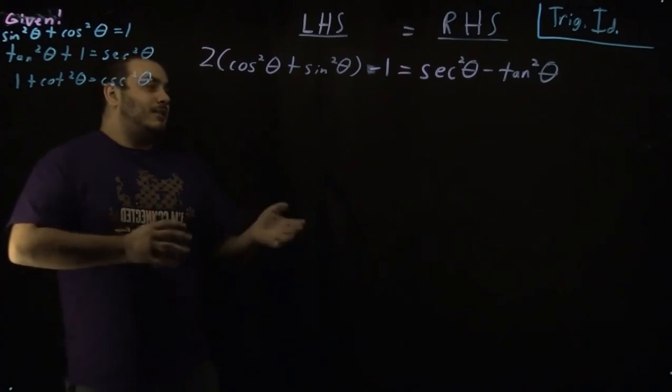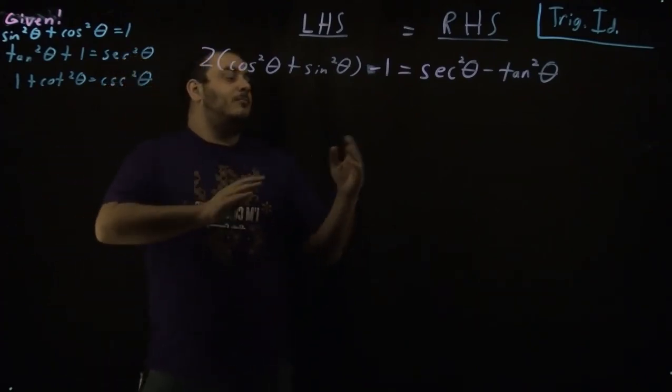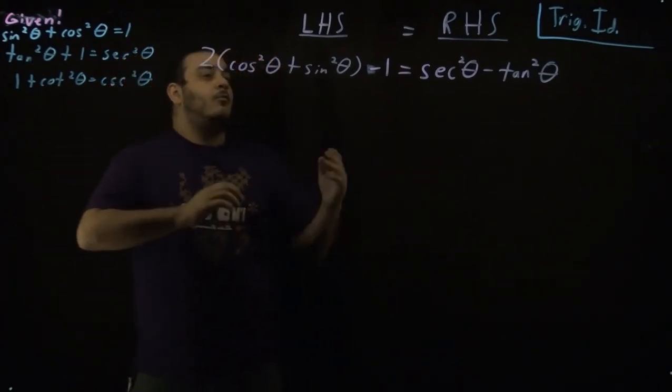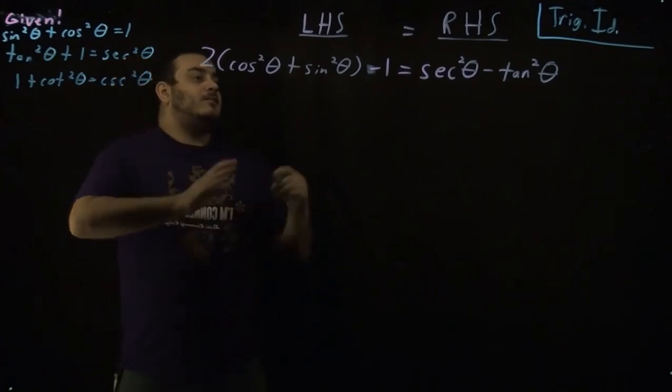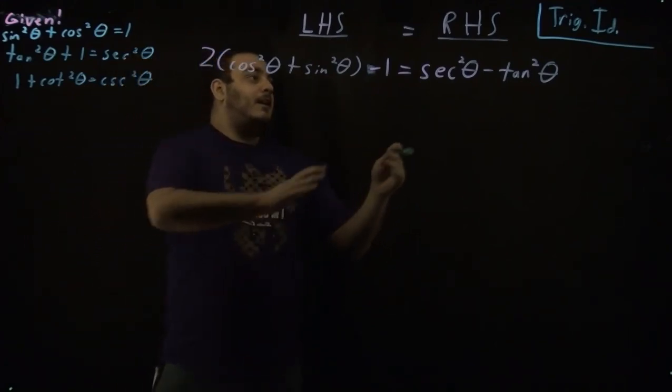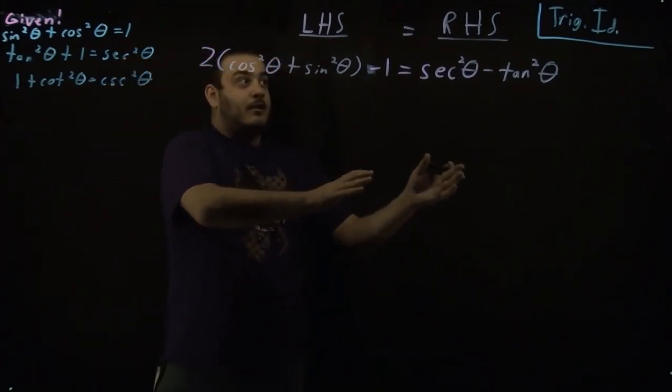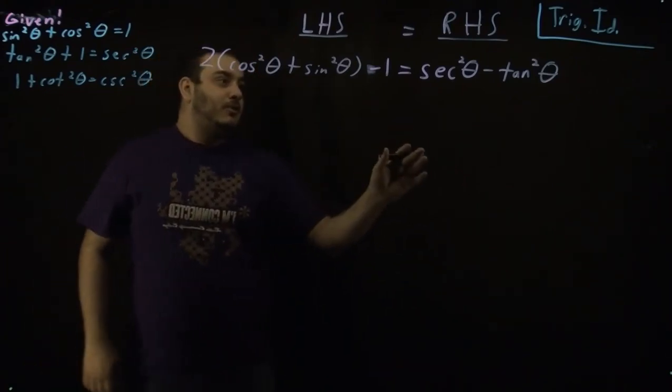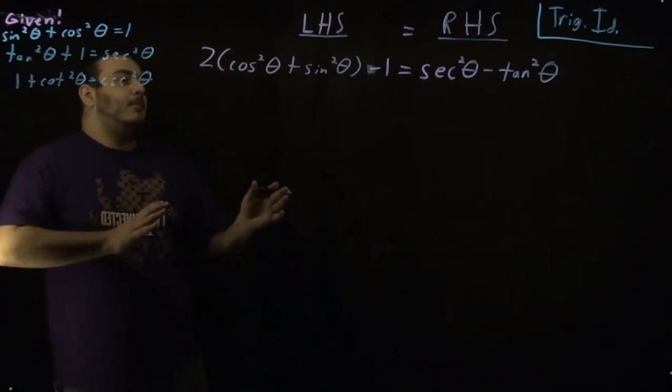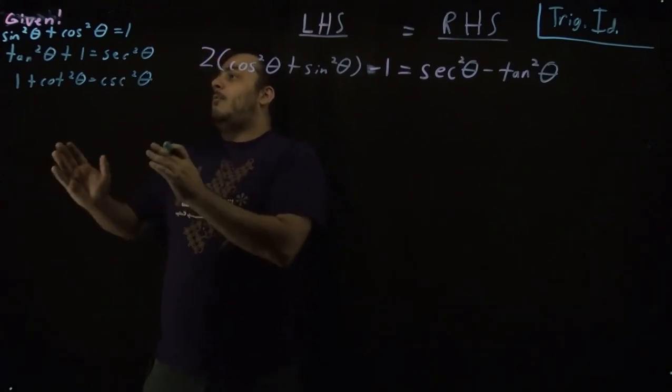The basic thing is, here's one side that looks completely different from the other side. What we want you to do is to make the left-hand side look exactly equal to the right-hand side, to show that they are equal. And the basic step is understanding what we're given.